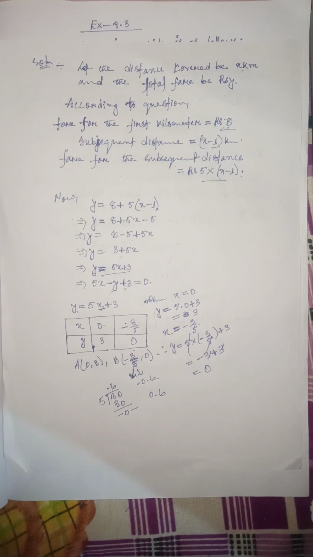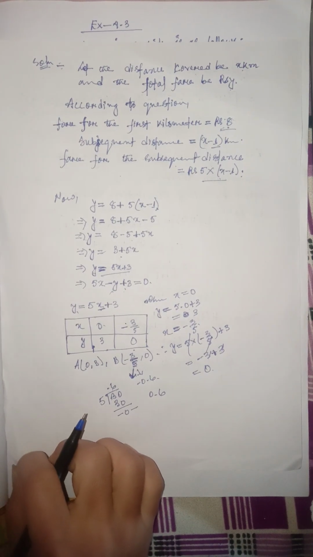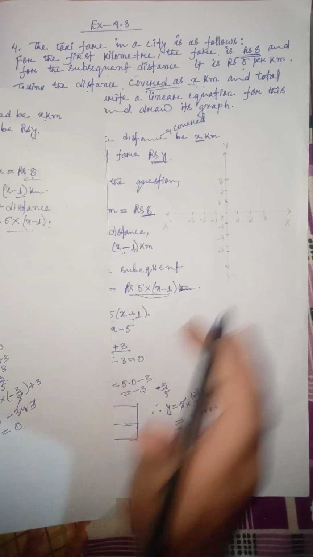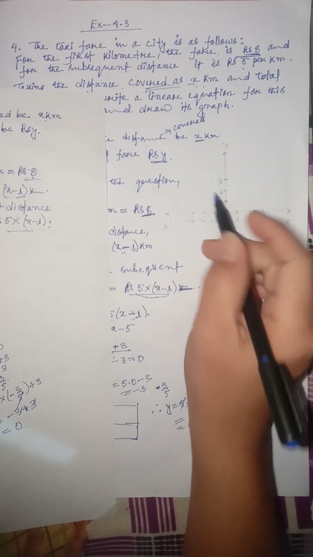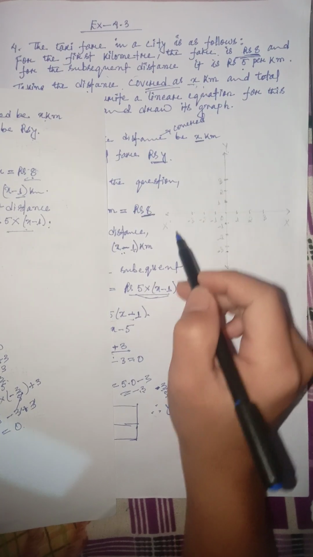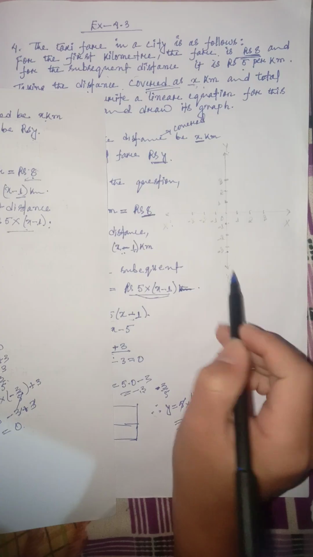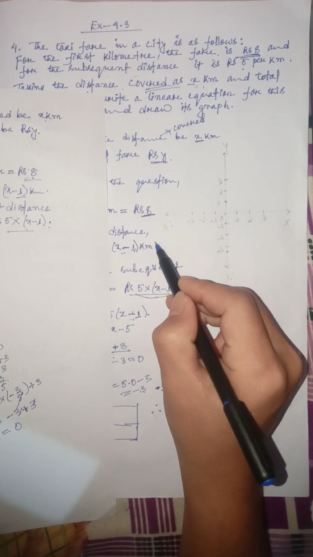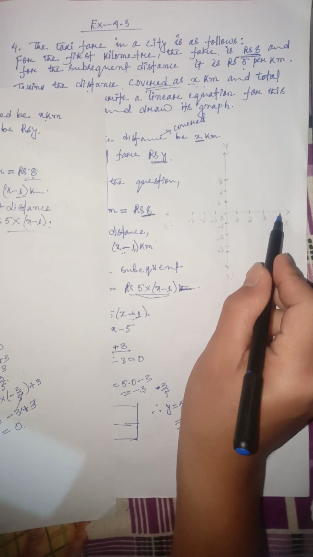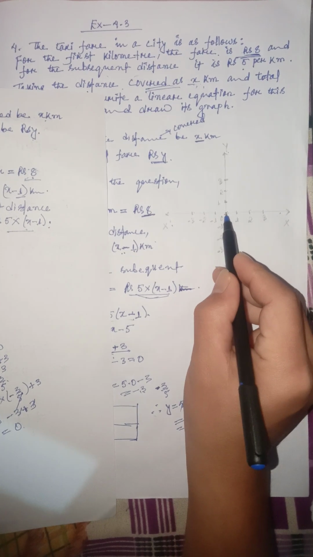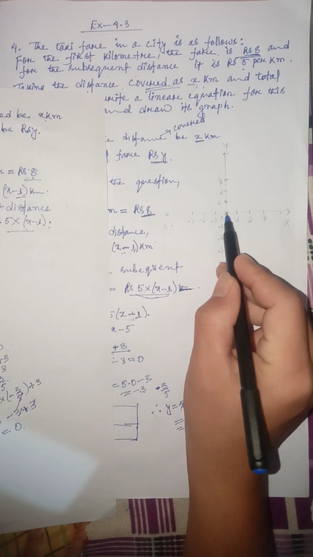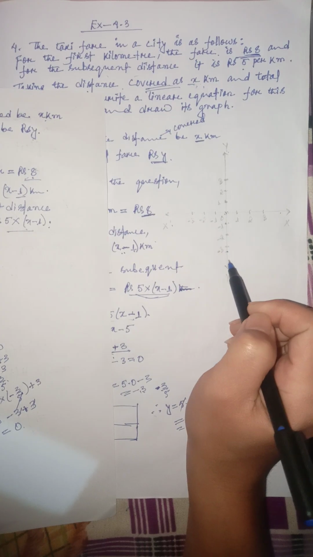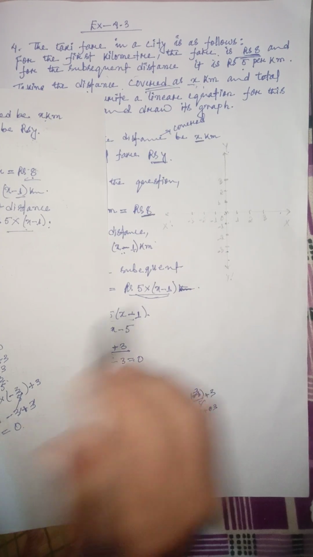Then let us move to the main part, which is the graph. Here we have a graph with the y-axis and x-axis. If you move from here to that side, it will be negative, and from here to that side, it will be positive. If you move upward, it will be positive, and if you move downward, it will be negative.